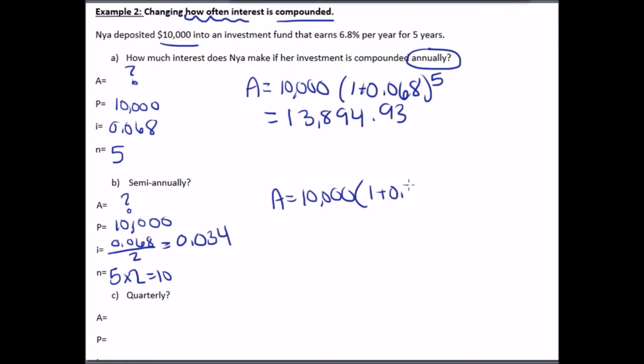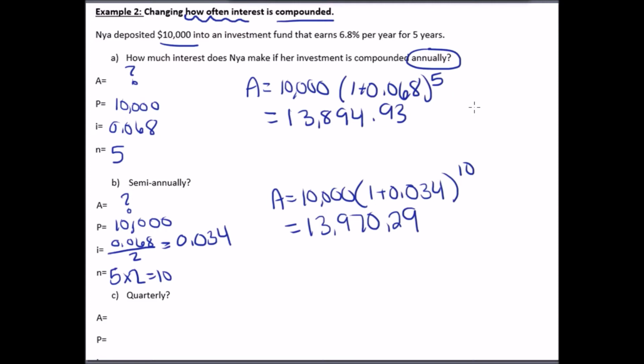1 plus 0.034, and we're going to get paid out 10 times. So, 10,000 times 1.034 raised to the 10. We're going to get 13,970.29.